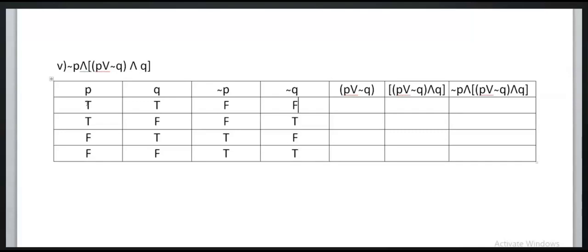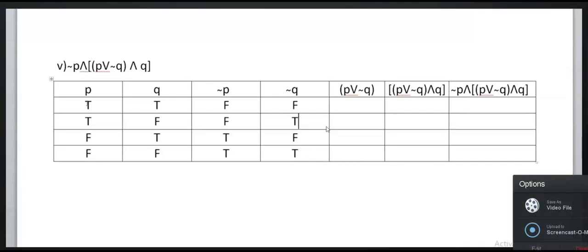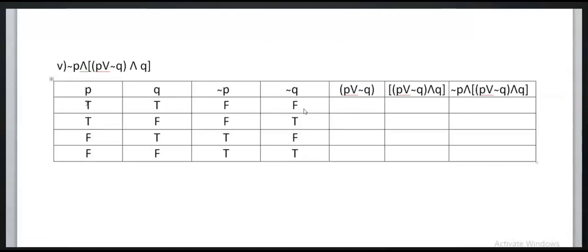Now we'll find out the OR statement in between them, that is P or negation Q. Therefore, it is true. First is true. For the OR, a minimum of one must be true, otherwise false. Now see this here. P or negation Q is a T. Here is a T and F, therefore it is true. Second is also T and T, true. F and F, both of them are false, therefore it is false. F and T, therefore it is true here.